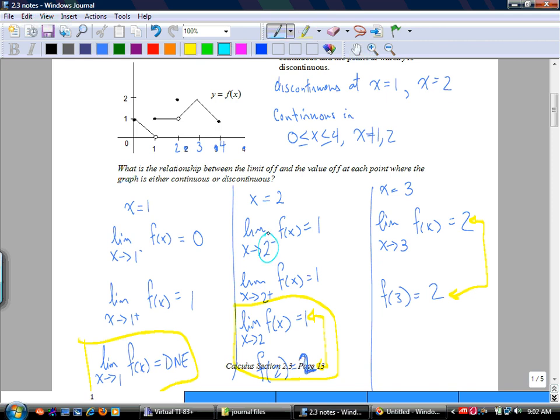As x approaches 2 from the left, that's coming in this way. That's 1. As x approaches 2 from the right, you're coming in this way. And your fingers are pointing at the same place. So, okay.